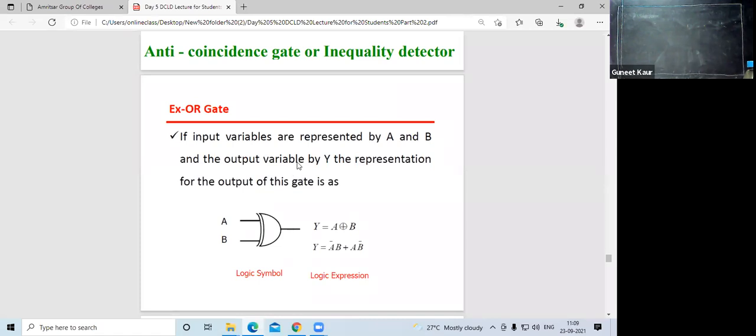If the input variables are represented by A and B, then the output variable will be represented by capital Y, which is A XOR B. This is the logical symbol for that, and this is the expression A XOR B. We can write this expression in the form A bar B plus A B bar.